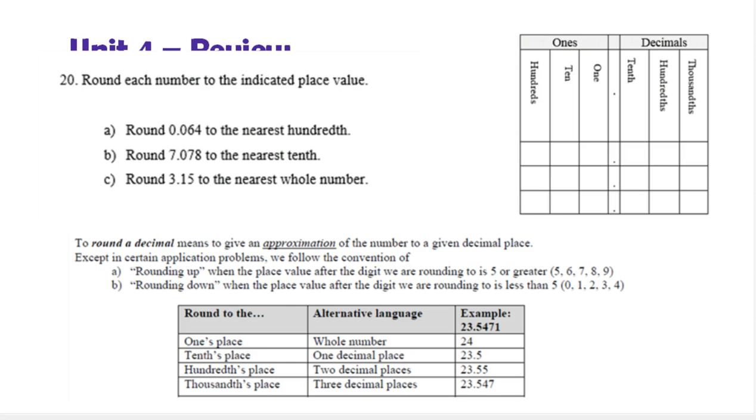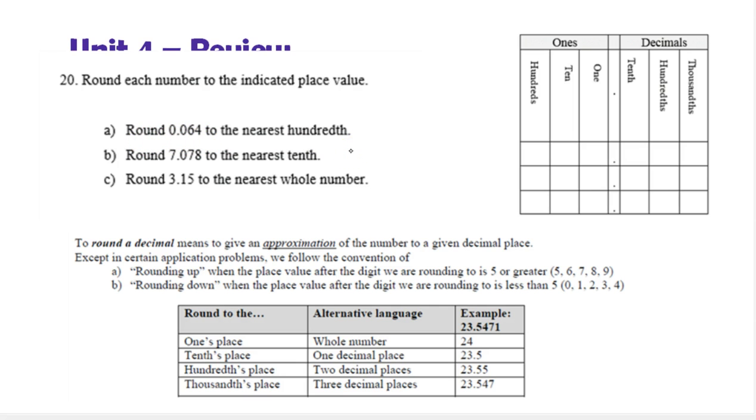Let's look at the next one. Round each number to the indicated place value. So here's a description on how you round numbers, but we're going to use the place value chart and these ideas as we go. So we want to round 0.064 to the nearest hundredth.